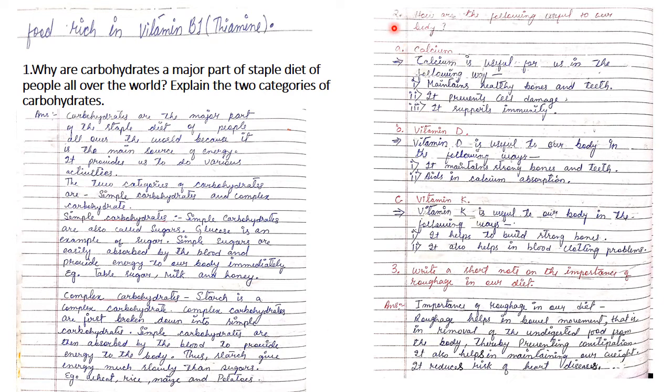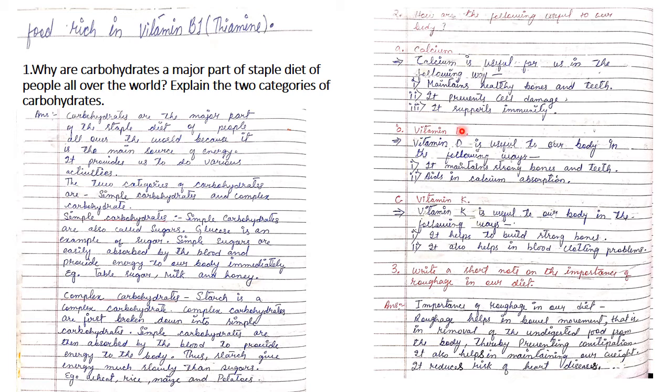Next, number 2. How are the following useful to our body? Now we'll see calcium, vitamin D and vitamin K, how they are useful to our body. First we will see calcium. Calcium is useful for us in the following ways. It maintains healthy bones and teeth. It prevents cell damage. It supports immunity.